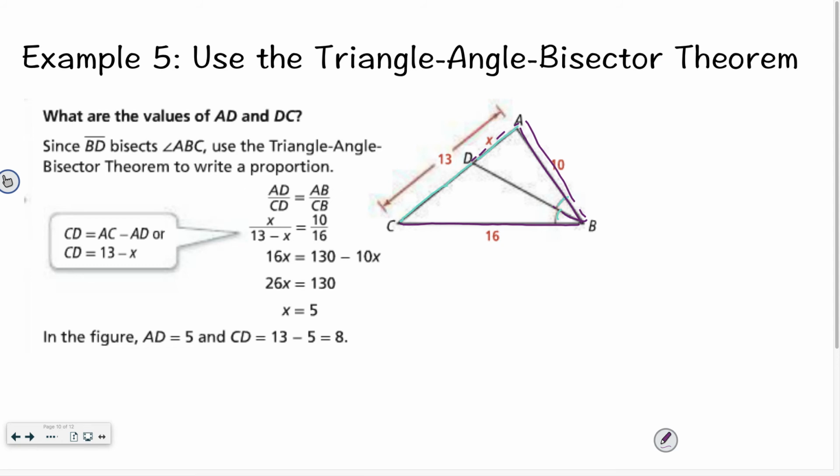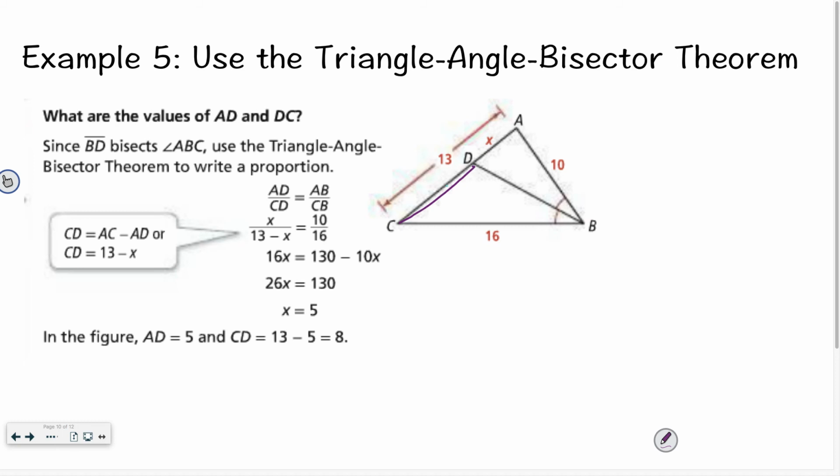So I know AD is X units and CD is 13 minus X. We don't know what it is, but we're not going to introduce another variable. Some of you are going to be tempted to just say Y units because we don't know what it is. But we can be more specific than that. We can say CD is going to be 13 minus X units. And then I'd say equals 10 over 16.